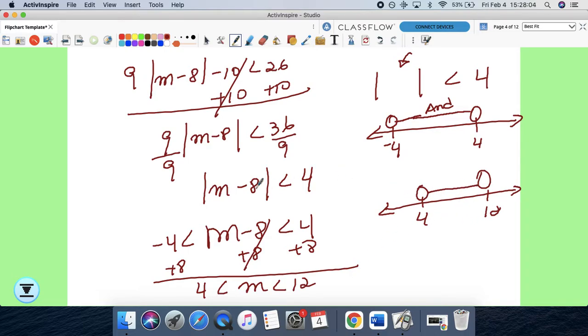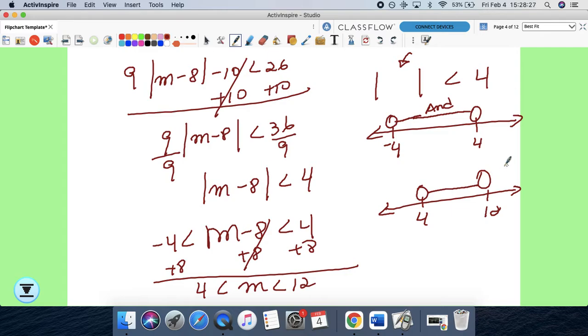So let's try 5. 5 minus 8 is -3. Absolute value of -3 is 3, which is definitely less than 4. Let's pick a number outside. Let's pick a number over here. Let's try 0. 0 minus 8 is -8. Absolute value of -8 is 8. Is 8 less than 4? So it doesn't work. Some numbers over here don't work, right? In this area don't work.